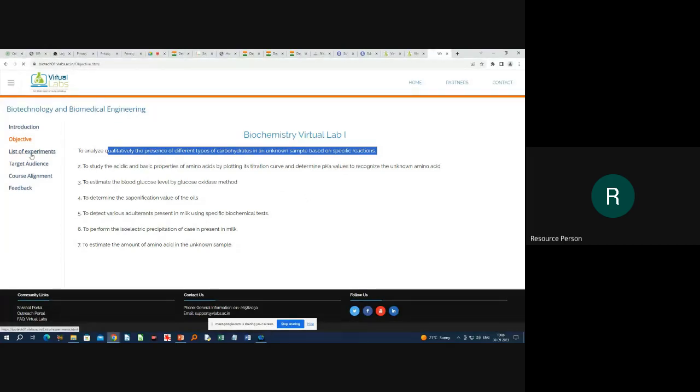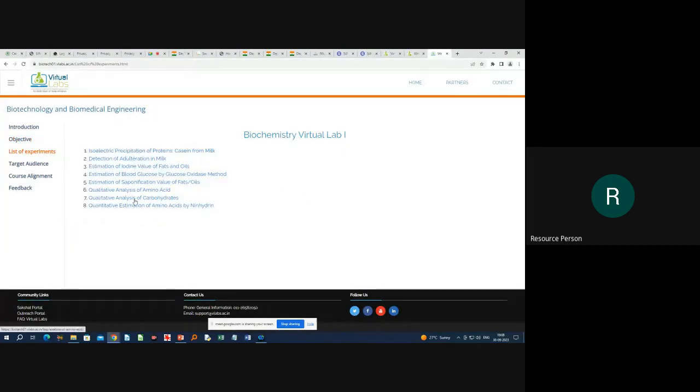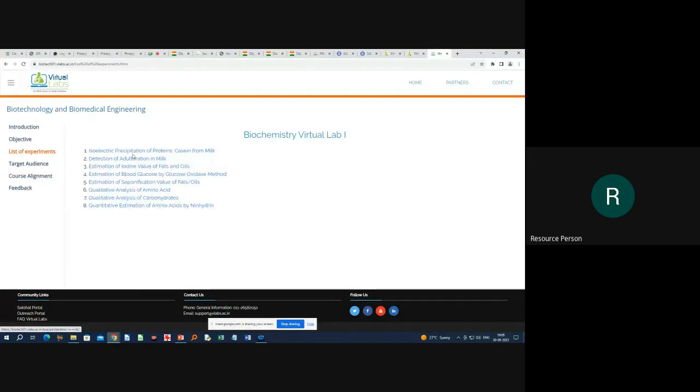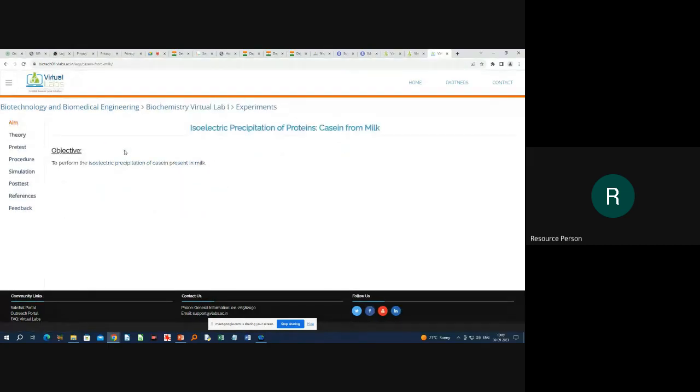Now, how many experiments are there? There are so many experiments. Who is the target audience? BTech, BE, MTech in biotechnology, PG, PhD research scholars in biotechnology. What are the course alignments? UG in biotechnology, microbiology, etc. Now, let me go back to the list of experiments and try to run one experiment.